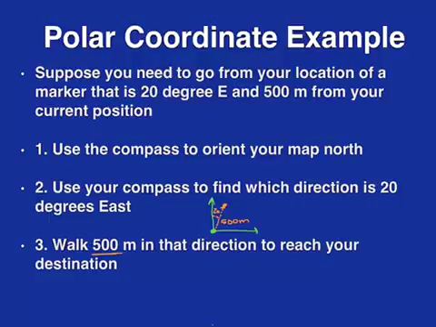From that desired location, you would again orient your map north, and maybe this time the direction tells you to go west. So you would measure, let's say 20 degrees again. And you would start walking in that direction. And that's a way to use your polar coordinate system.